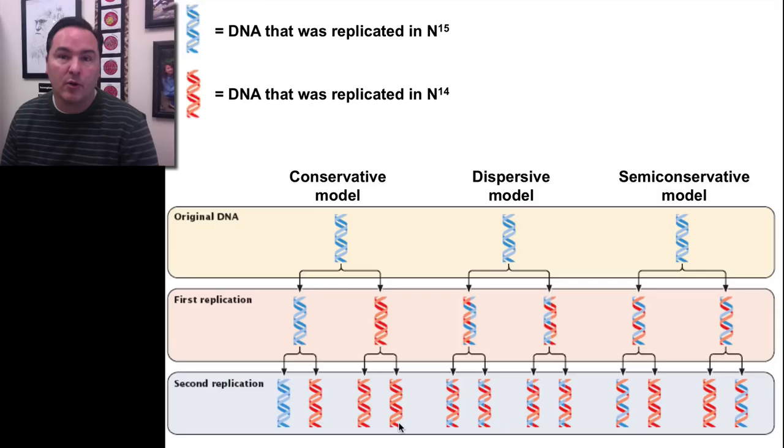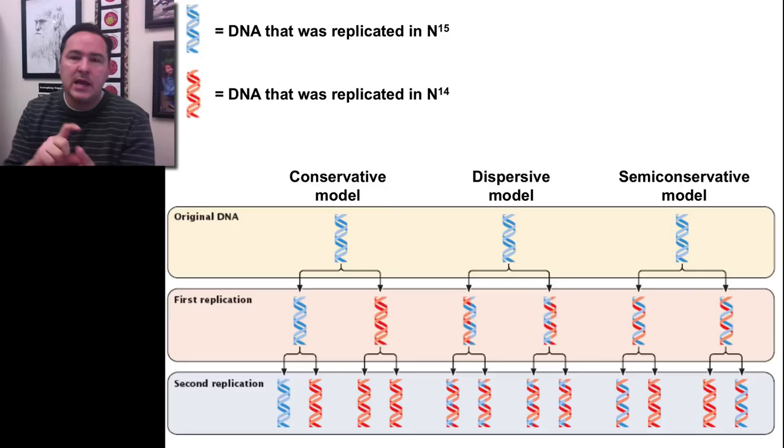In the dispersive model, the idea is that the DNA goes back and forth. It's using old DNA, and then it sticks new DNA in, and then old DNA, and then new DNA, and so it gets all mixed up. But essentially, you have about half new and half old. And so you would have about half new and half old in all of these, all the way down.